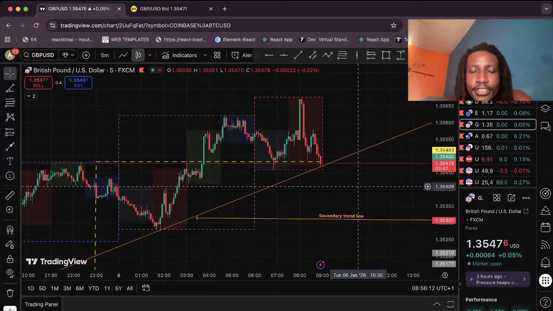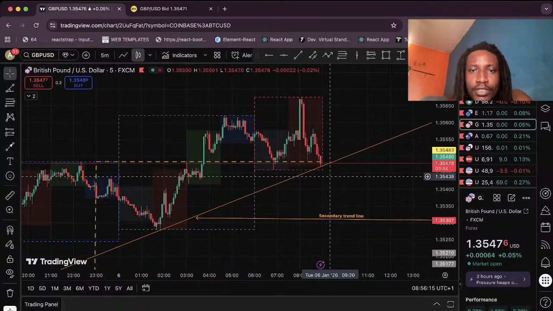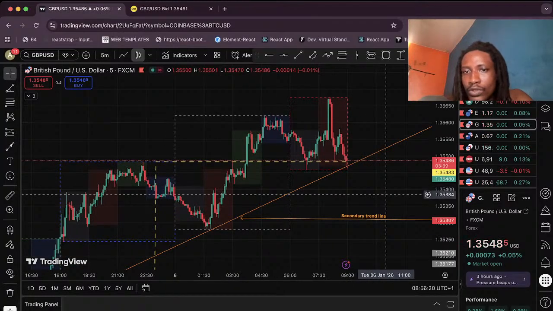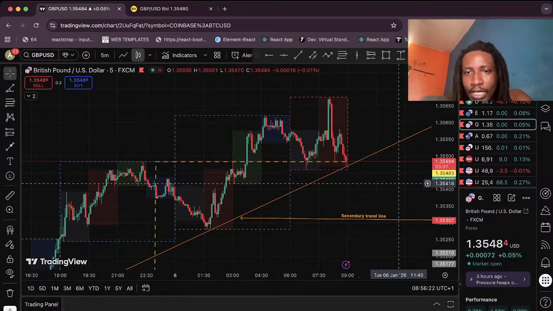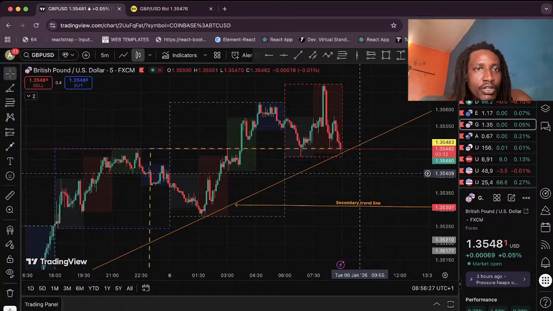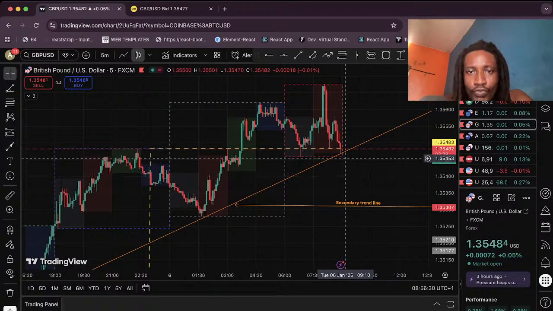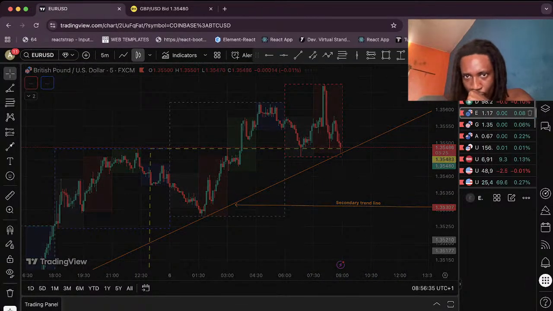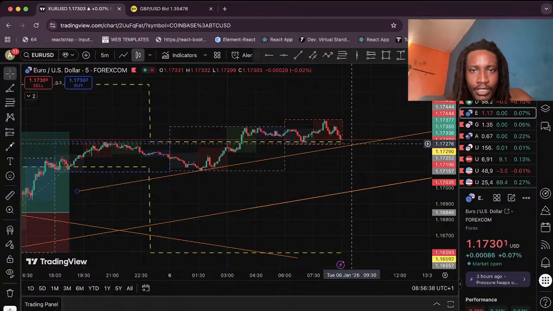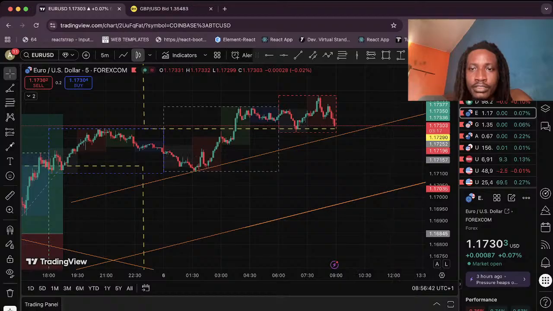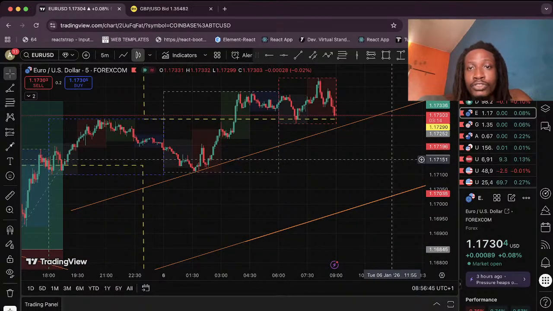British pound USD is already testing the trend line. Let's see how the momentum would look. British pound USD is currently hovering around the secondary trend line. We also have a similar thing happening on Euro USD, which we are not surprised about because these are part of our expectations.